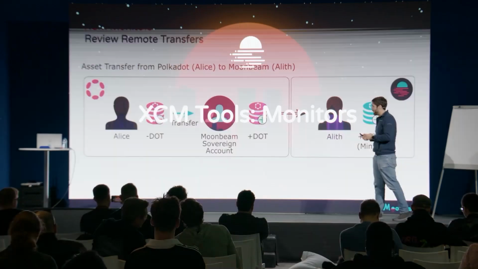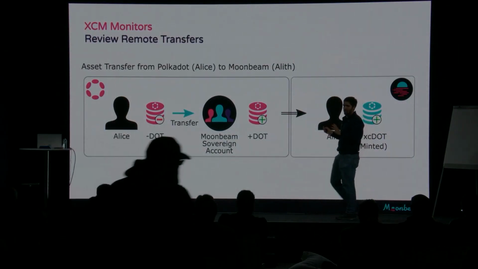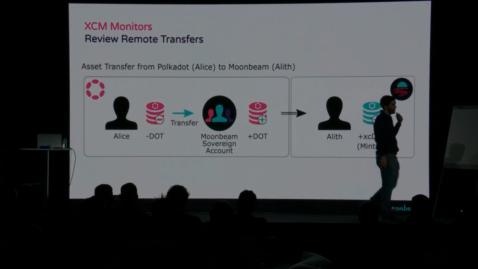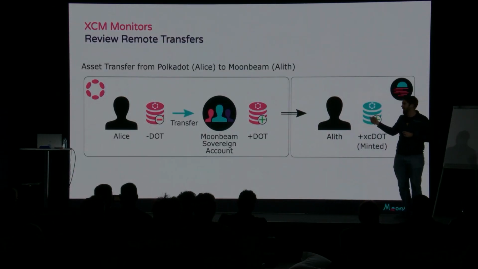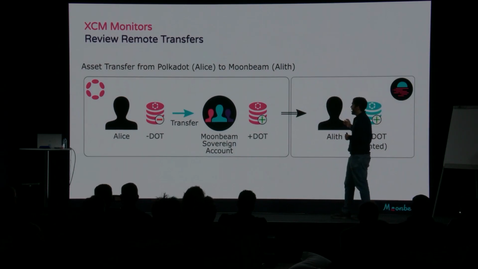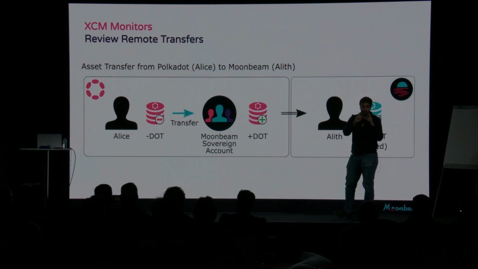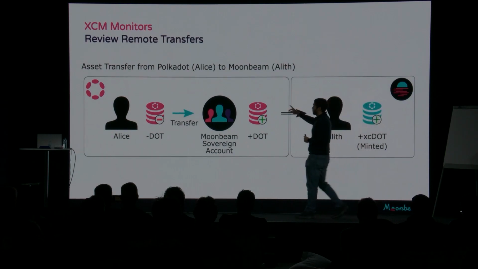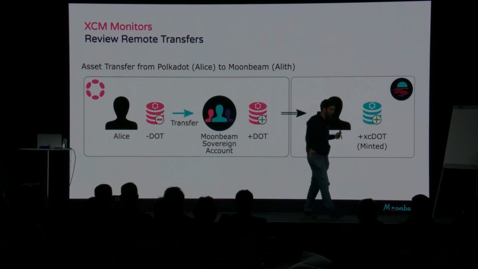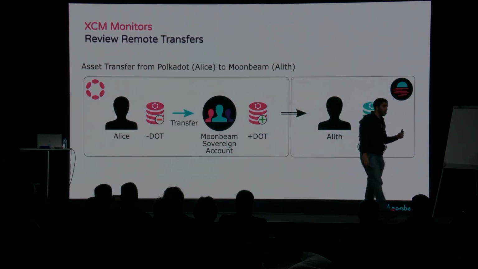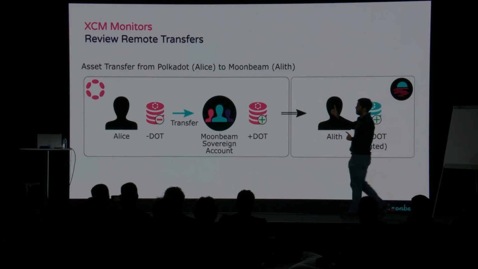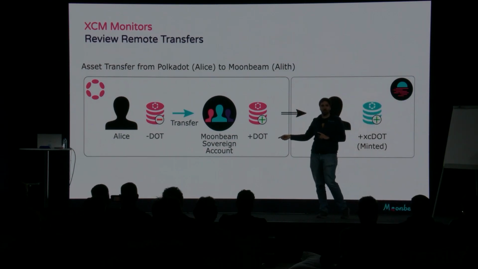So monitors. Before we go into the details of monitors, I want to refresh a little bit what I mentioned before about remote transfers, right? So Alice wants to take DOT from Polkadot to Moonbeam. And so what Alice does, through XCM, remember, is transfer some DOT to the sovereign account. If you think about what this means, on Moonbeam there has to be at least 1 DOT for each DOT that the Moonbeam sovereign account holds, right?